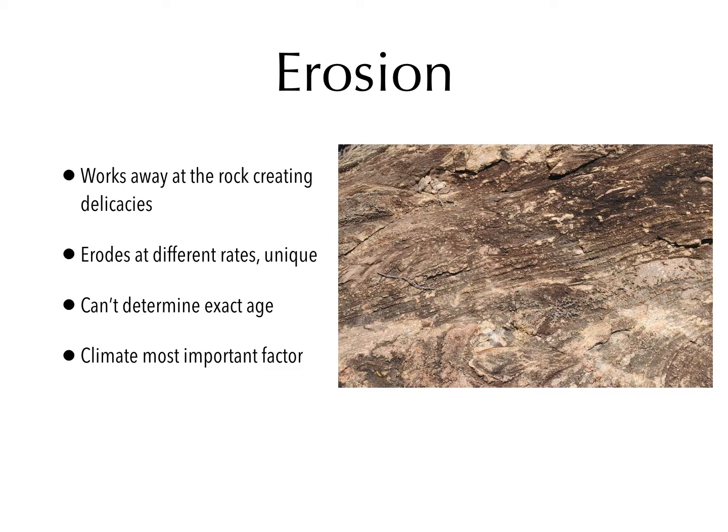Touching a little more on erosion, basically erosion works away at the rock, creating these little delicacies, as you can see in this close-up picture I put. You can see there's different grooves and lines and colors, which indicates that erosion happens at different rates, which makes each structure unique. You can't tell a structure or a rock that's been eroded its exact age, and one of the most important factors in erosion is climate.